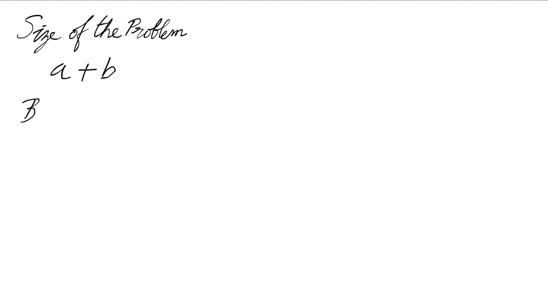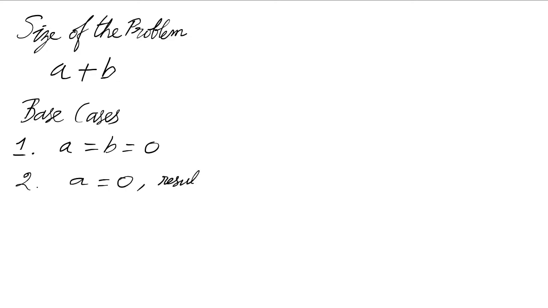Let's now look at the base cases. The instance of the problem with the smallest size occurs when a equals b equals 0. The second base case is when a equals 0, the result is b. The third base case is when b equals 0, the result is a.